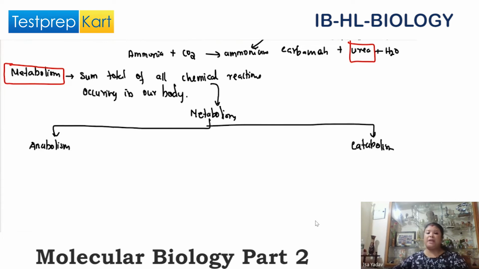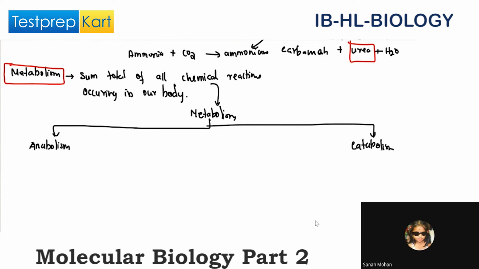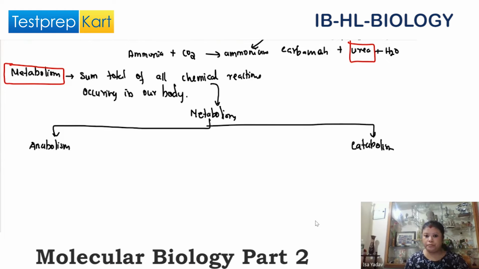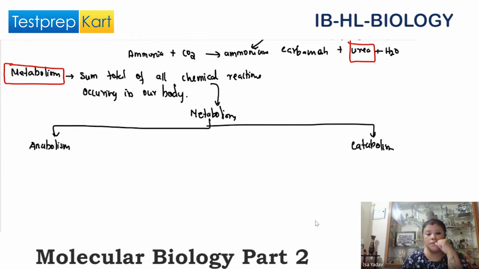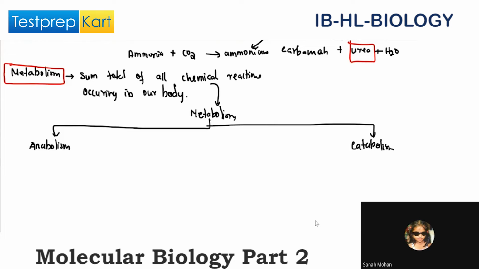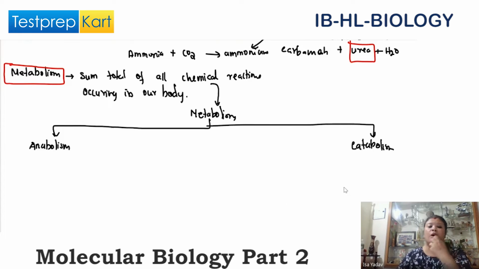Sana, can you explain this in short? Anabolism is like when living organisms, the synthesis of living organisms into simpler ones. And then catabolism is like the breakdown of complex molecules.